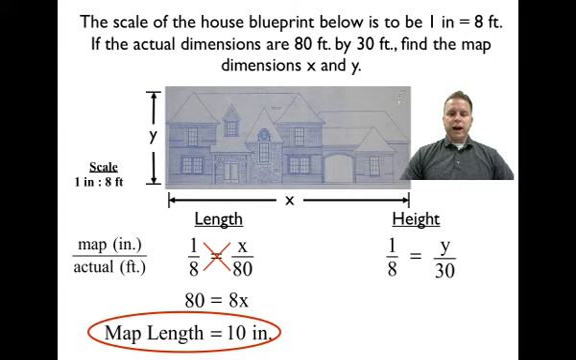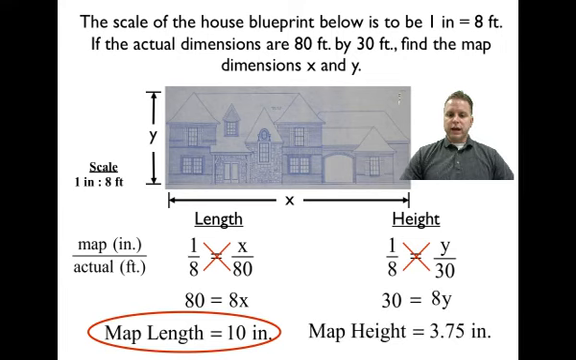Would you find the height of the map or of the blueprints for this house? So cross multiply. We get 30 is equal to 8y. Divide by 8, and we'll get the map height or the blueprint height would be 3.75 inches. That's our answer.